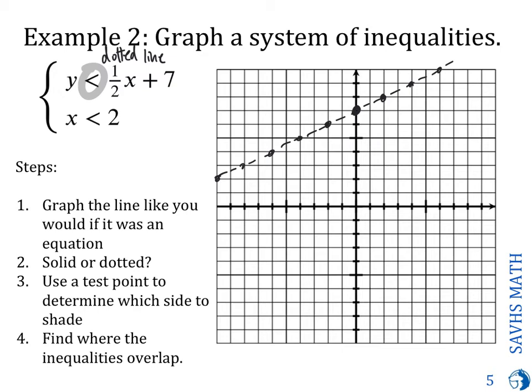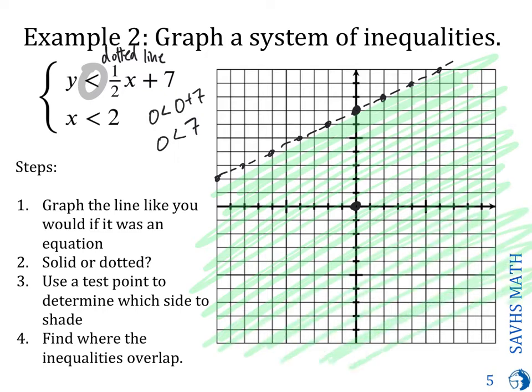Where is the graph greater? I'm going to use a test point. So I'm going to put in 0 is less than 0 plus 7. Excuse me, 0 is less than 7. Is that a true statement? Yes, it's a true statement. So all of the stuff down here, where 0, 0 is, is in the solution. So I can shade all of this stuff down here. I'm going to highlight this a little bit so that we remember which one's which.